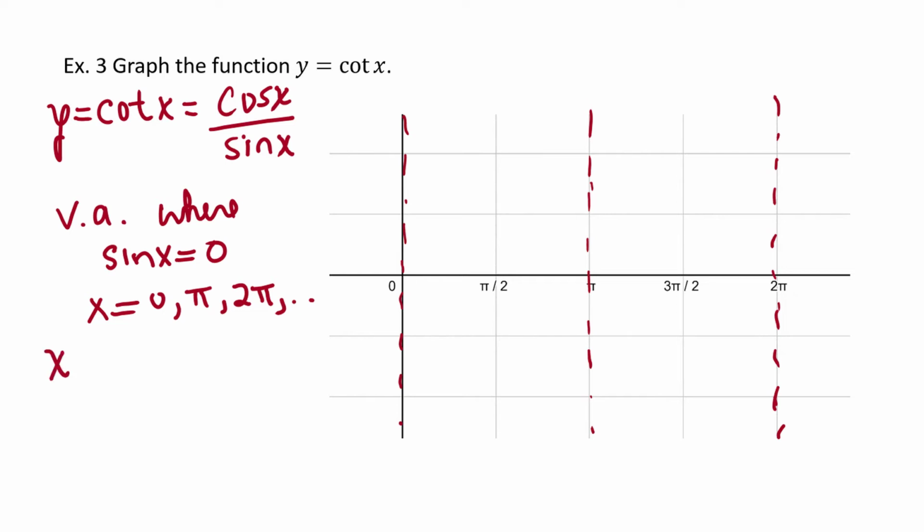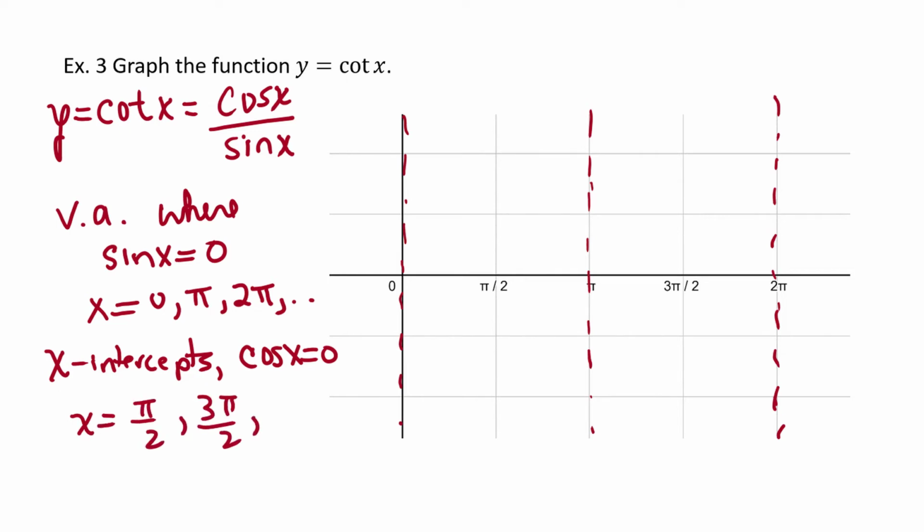Now, the next thing I'm going to do is look for x-intercepts. X-intercepts occur where the numerator equals 0, and so this is where we've got cosine x equals 0. And cosine x equals 0 at x equals pi over 2, at 3 pi over 2, at 5 pi over 2. You get the picture. So I'll go ahead and do that. I marked pi over 2 and 3 pi over 2.